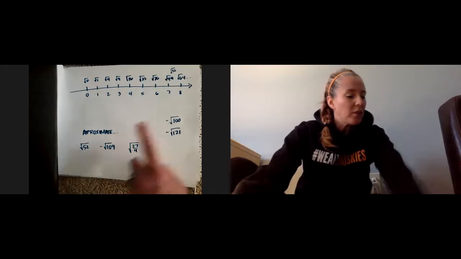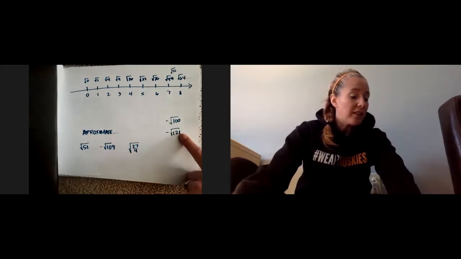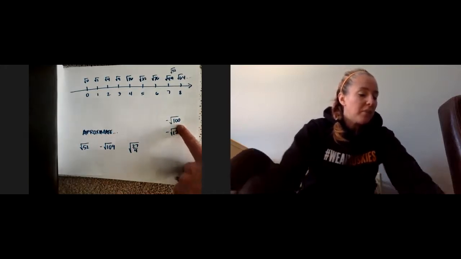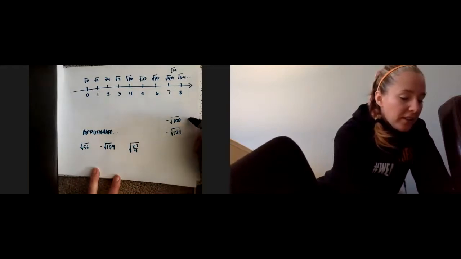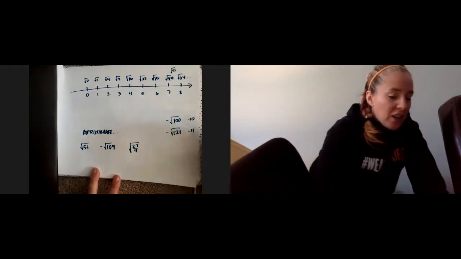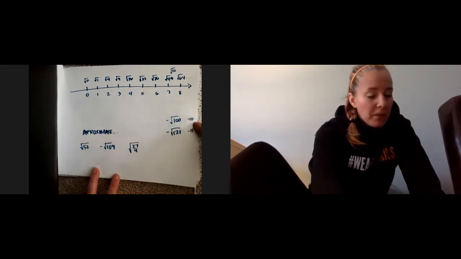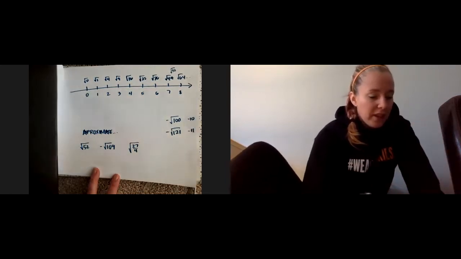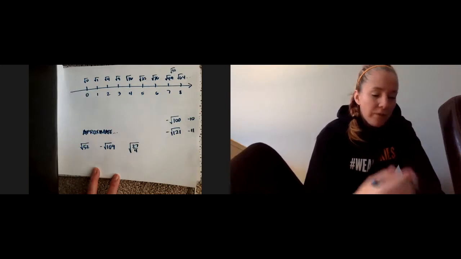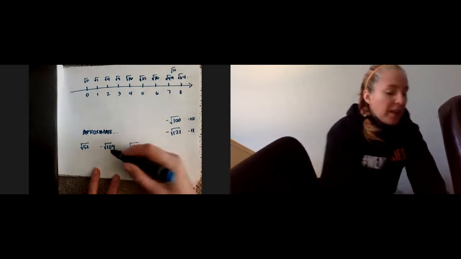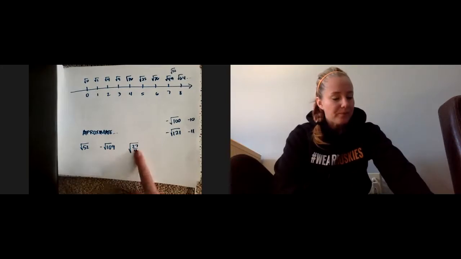So that's going to be closer to 100 than it is to 121, a little bit closer to that. So this is negative 10, this is negative 11. I know its square root is going to be a little bit closer to negative 10. So it's probably going to be something like negative 10.4 or something like that. Okay, again, you can always check that with your calculator.